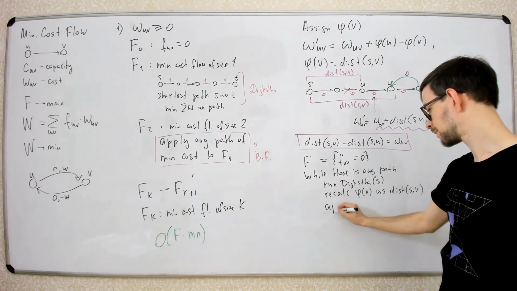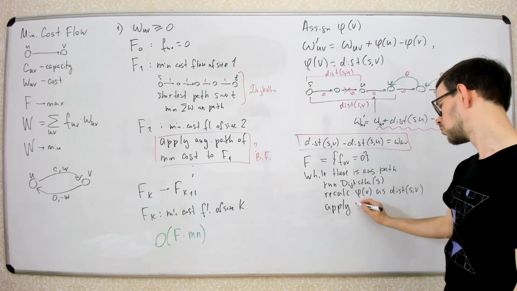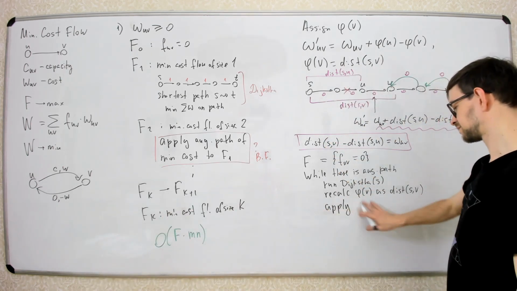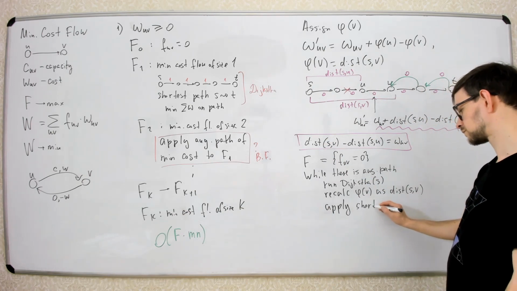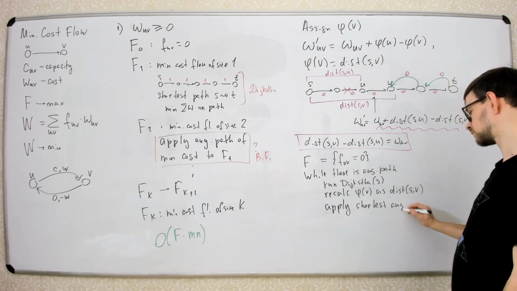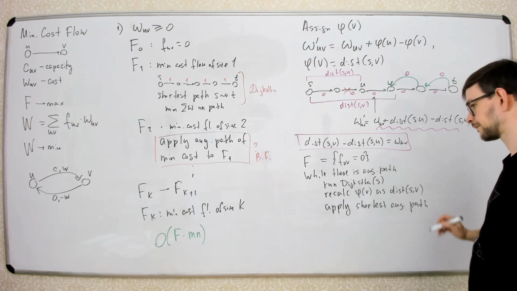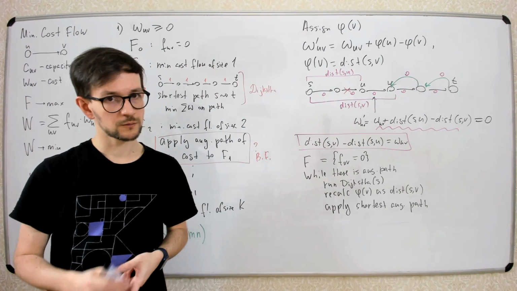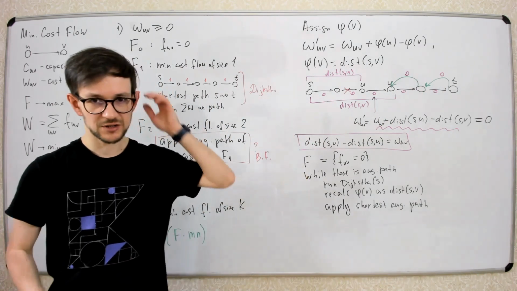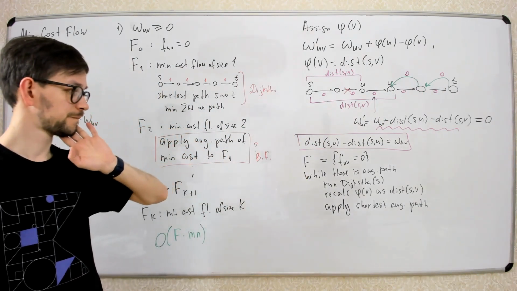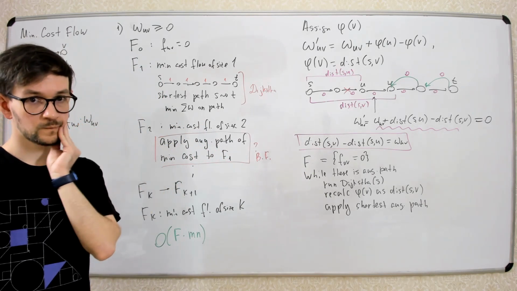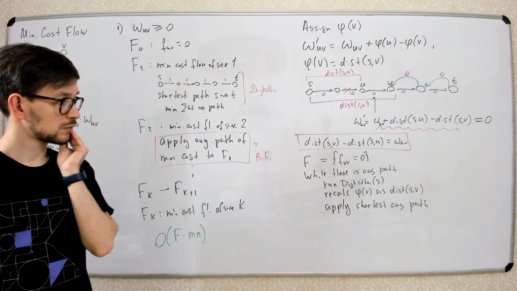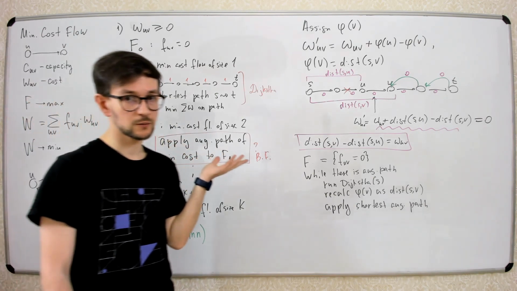Then we apply the shortest augmenting path. That's basically the full algorithm. You just need to implement Dijkstra and that's all. That's the whole algorithm.